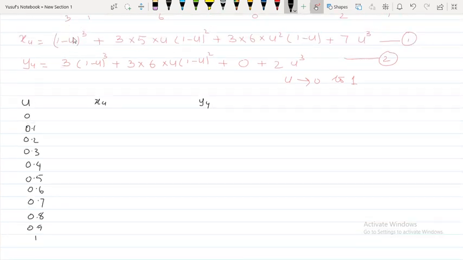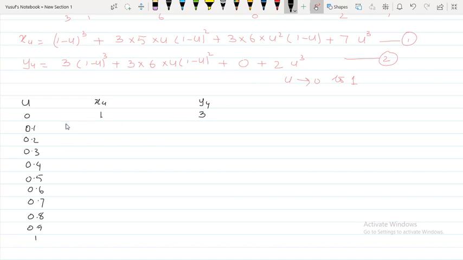First you have to put u equal to 0. 1 minus 0 will be 1. 1 cube will be 1, plus 3 into 5, 15, multiplied by 0, then this will be 0. So you will get one answer only: x(0) is 1. And here also you put u equal to 0. So 1 minus 0 is 1, and the remaining terms are 0, so you will get 3 only. The first point is 1 and 3.